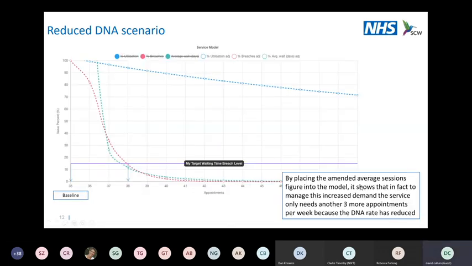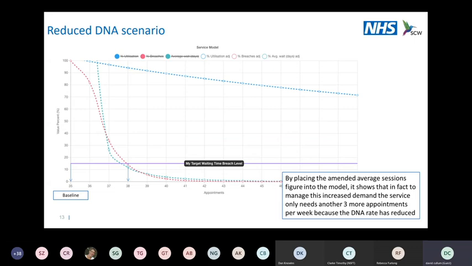So by placing the amended average sessions figure into the model, it shows that because of the reduction in the DNA rate, instead of needing an extra 5 appointments from the baseline to 40, actually, we only need another 3 appointments to get that red line dropping underneath the wait time threshold. So by adjusting that average number of contacts, taking account of a reduction in the DNA rate, we can see that an additional 3 appointments a week on top of the 35 will enable us to see all those extra children and young people.